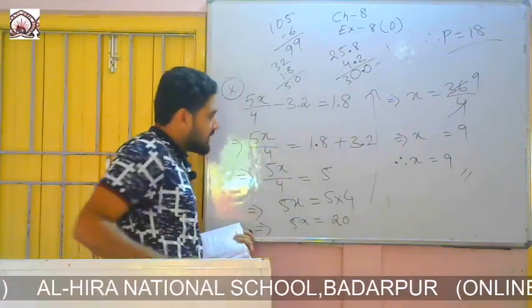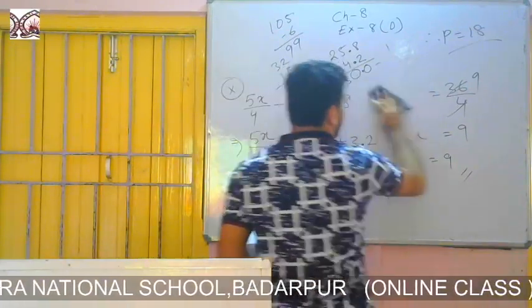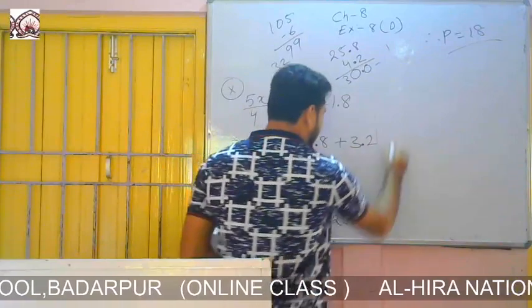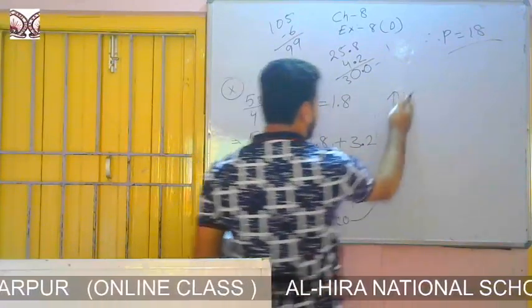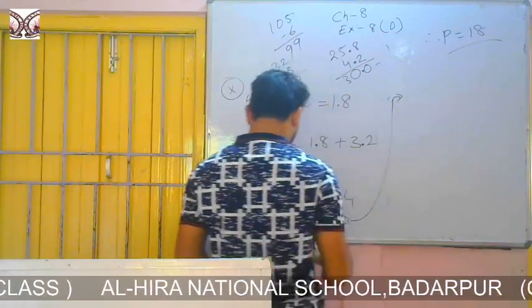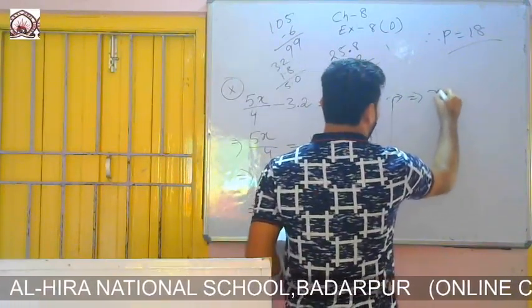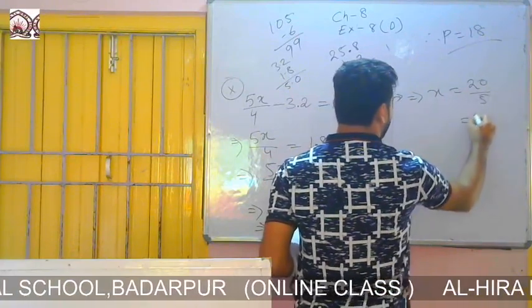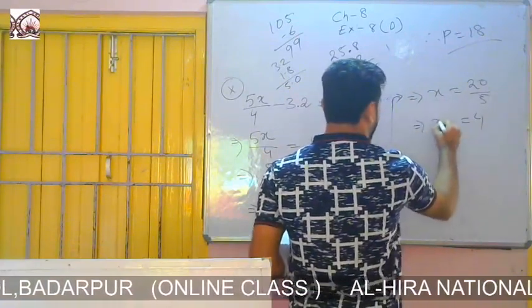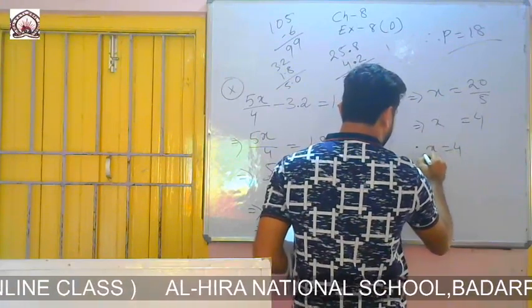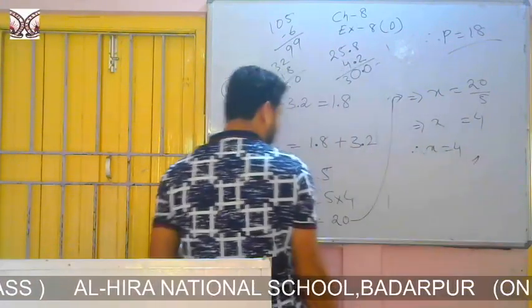Then come to this side. Then x will be 20 by 5. So if I cancel, then I will get 4. Then x equals 4. Therefore x equals 4. That is the answer.